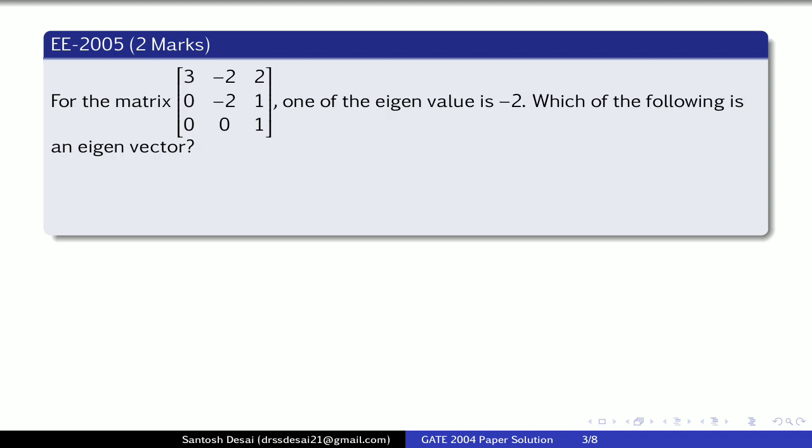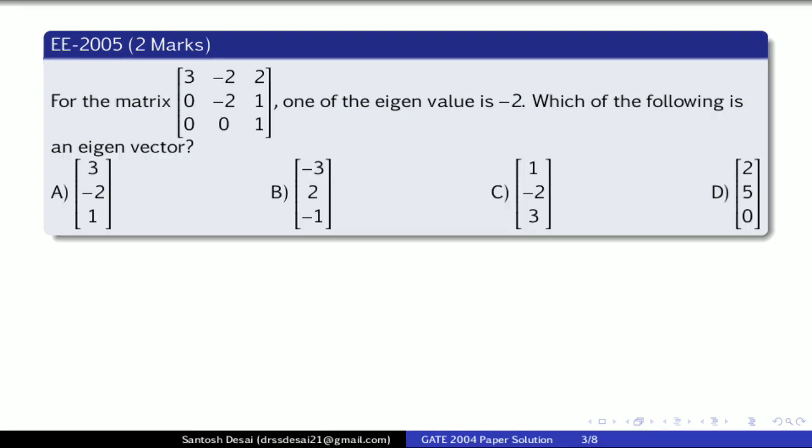Now consider the next one. For the matrix, a 3 by 3 matrix is given. One of the eigenvalues is -2. Which of the following is an eigenvector? So the four options are given: A, B, C and D. Here we have to find the eigenvector corresponding to eigenvalue -2. Now, if you want to use a mathematical procedure, then it takes 4 to 5 minutes to find the eigenvector corresponding to the eigenvalue.